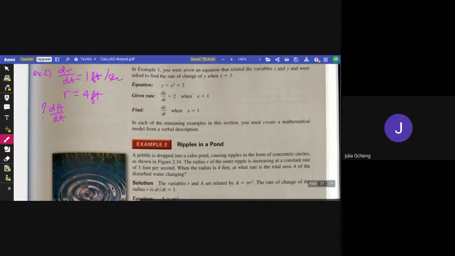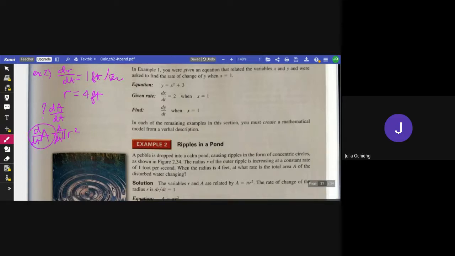Well, the area of a circle you have to have memorized. So that's A equals pi r squared, so we're going to start with that. And then we're going to find the derivative of this in terms of time. So it's going to be d over dt of A equals d over dt of pi r squared.